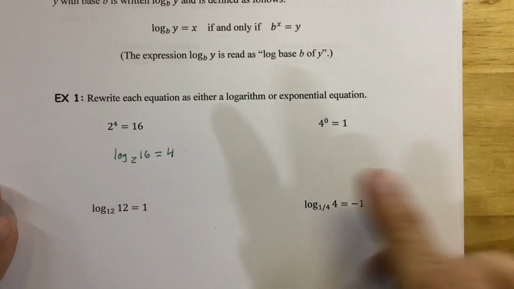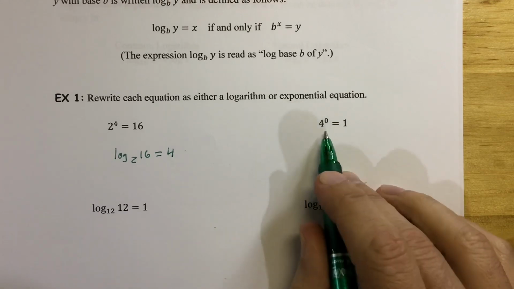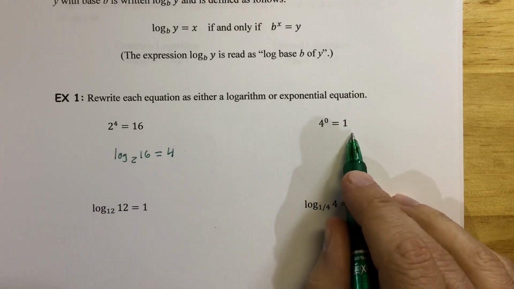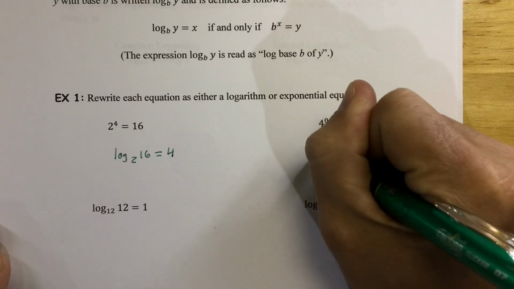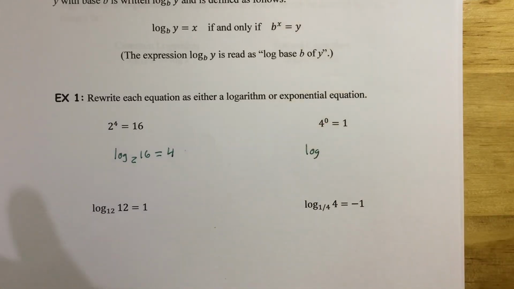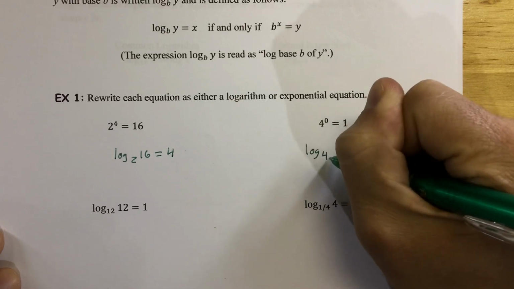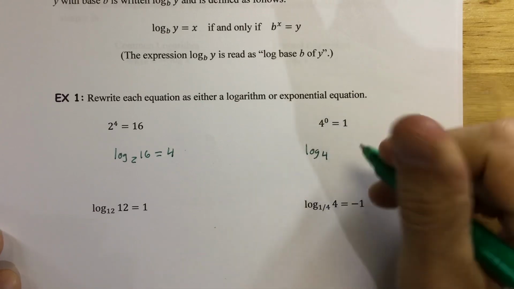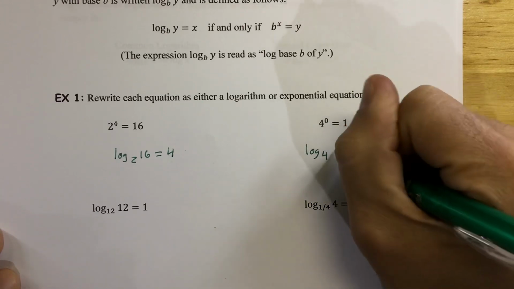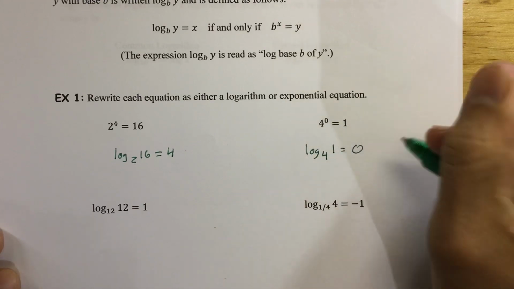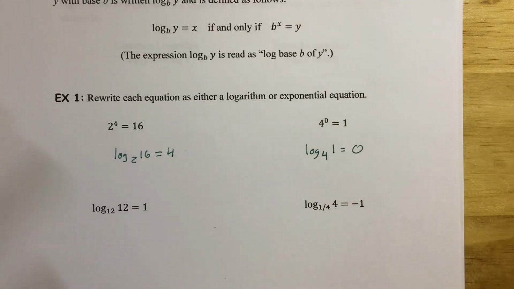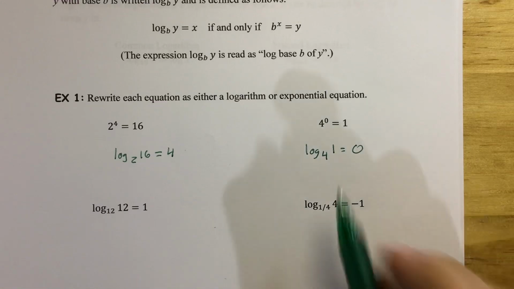All right. Over here, anything to the 0 power is equal to 1. But I'm going to change this to the logarithm version of all these numbers interacting together. This is going to be log base 4. Your base is still your base, but as a subscript. The output becomes the input, and the exponent becomes the output right there. So you know that that one's going to be true.